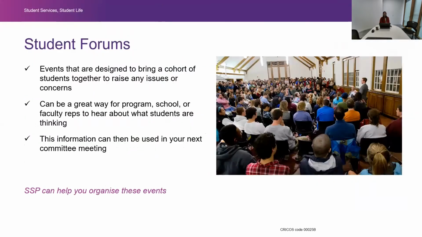Student forums. As you can see, that's a much bigger group of students that you're canvassing. They're designed to bring a big cohort together to talk about specific issues, and can be a really great way for you to hear more broadly what students are thinking. Maybe you'll be able to hear from students that are outside of your network, so that you wouldn't normally be able to talk to them. That information can then be taken, distilled and discussed at the next committee meeting.